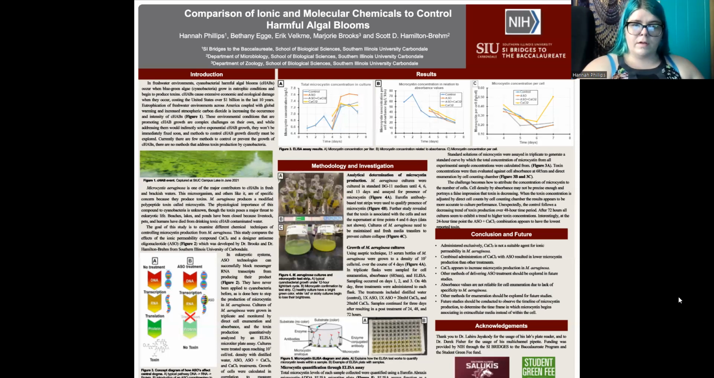The goal of my study is to examine the delivery of different chemicals to try and make it stop producing the toxin. We use calcium chloride to make the cells permeable so that it can uptake a different chemical called an ASO treatment, or an antisense oligonucleotide. And the way this ASO treatment works is to disrupt the process of the central dogma.